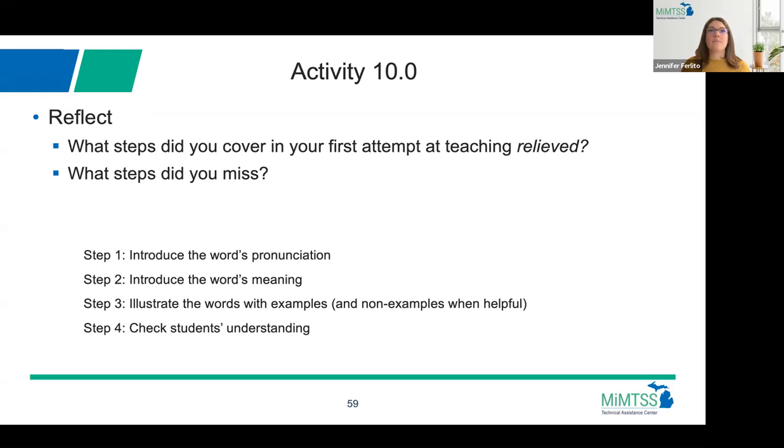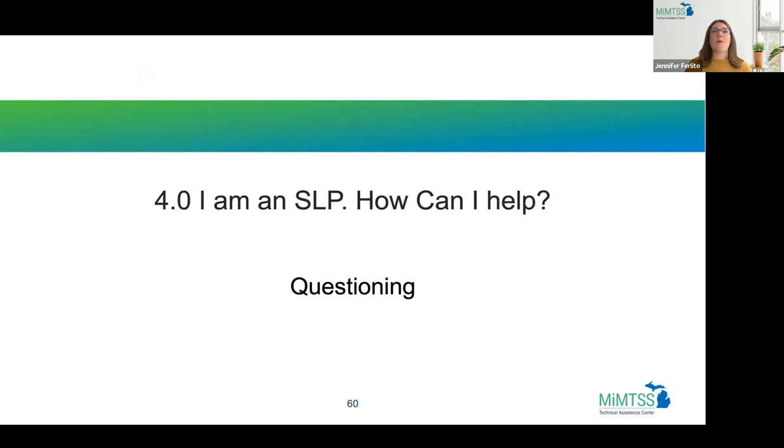Lauren, you asked the author's name. I think you mean the Explicit Instruction book. The authors are Anita Archer and Charles Hughes. Susan got all of the steps right out of the gate. Good job. That's awesome. So if we just incorporate some explicit instruction framework while teaching vocabulary, it can go a long way. And so the last area that we are going to go through is questioning.